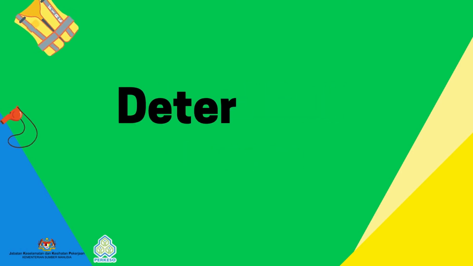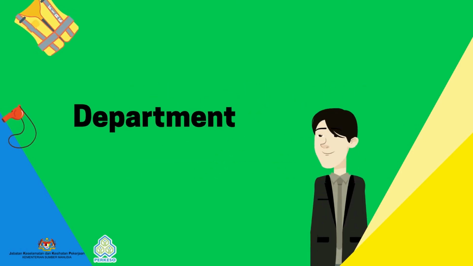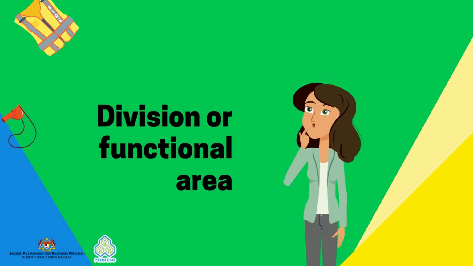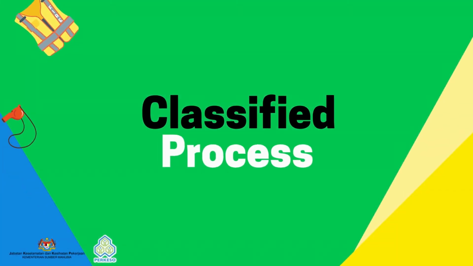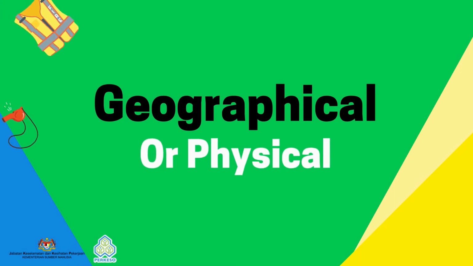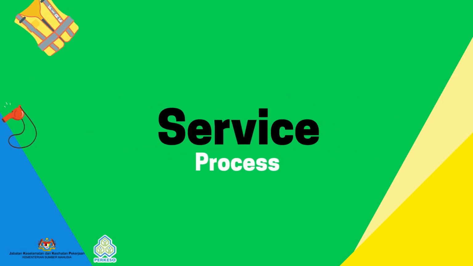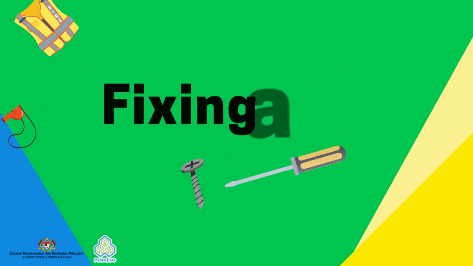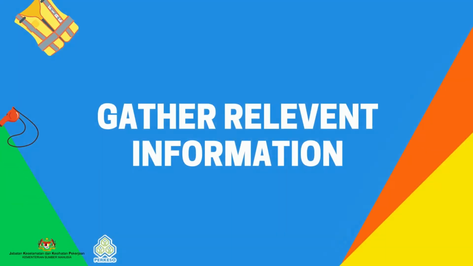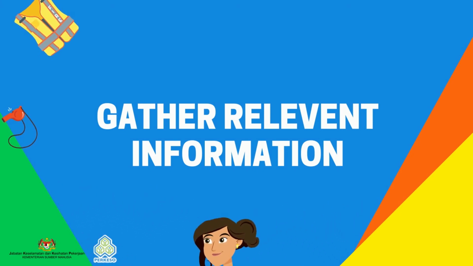Second point is identifying the process. After determining the boundaries, for example, departments, divisions or functional areas, identify the process and location to be classified in accordance with their similarity, such as geographical or physical areas within or outside premises, or stages in production or service process, also not too big. Example is building a car, and not too small, for example fixing a nut, or defined processes like loading, packing.